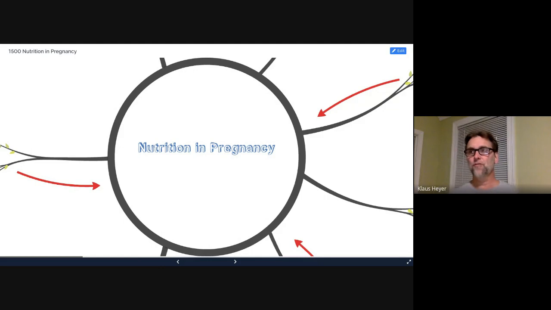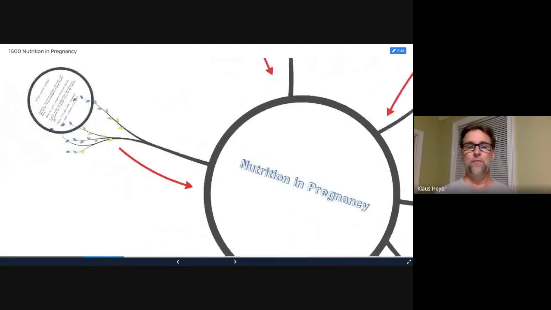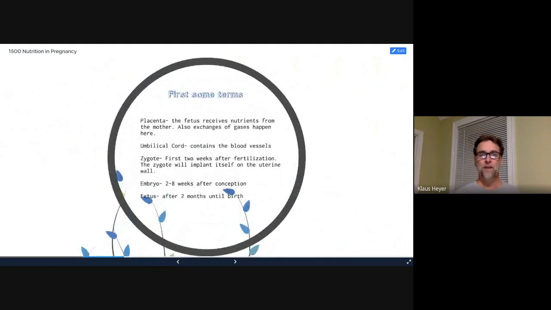So let's first look at nutrition in pregnancy. Let's look at some terms. We have the umbilical cord that contains all the blood vessels, and then the placenta that has all the nutrients, and that's also the gas exchange between the mother and the fetus. And then we have different terms for what we call a baby.